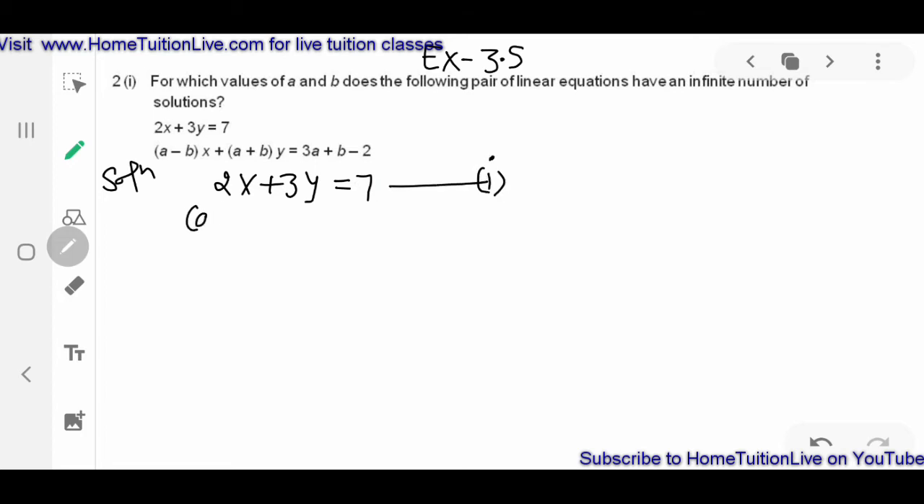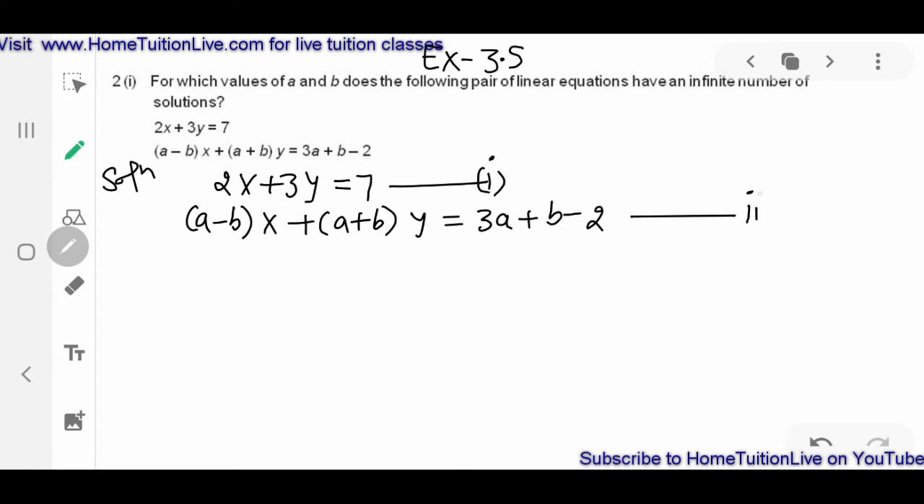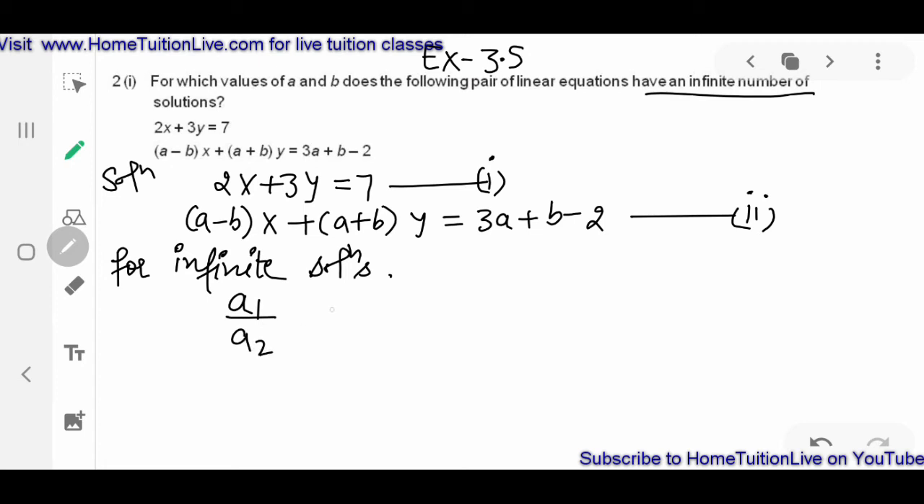The second equation is (a minus b)x plus (a plus b)y equals 3a plus b minus 2. This is our second equation. As given, the equations have an infinite number of solutions. And for infinite solutions, a1 by a2 equals b1 by b2 equals c1 by c2.